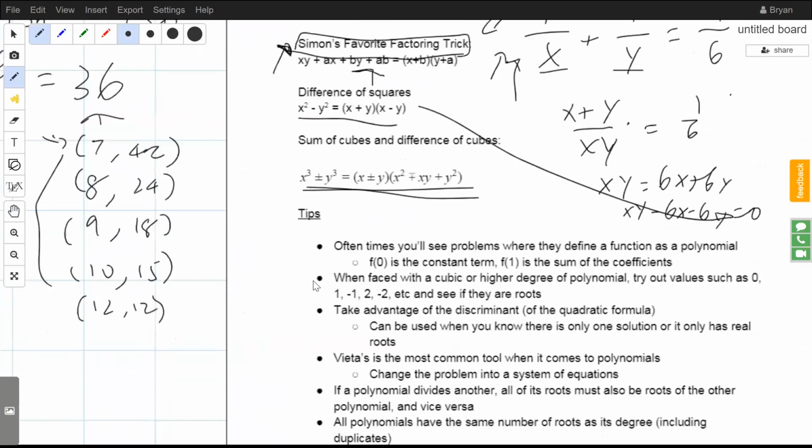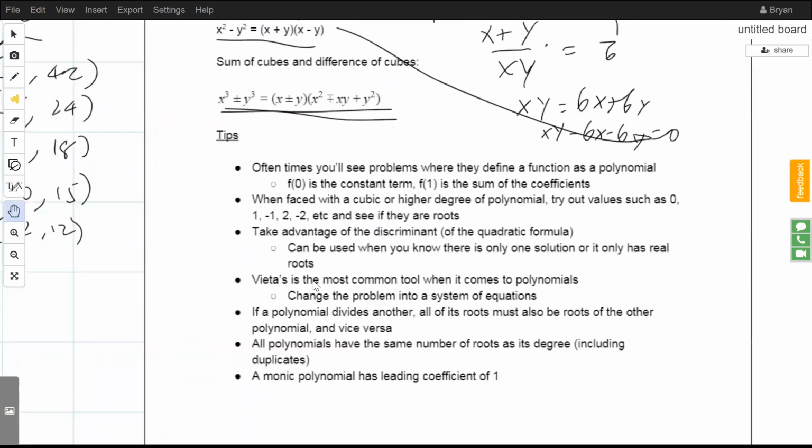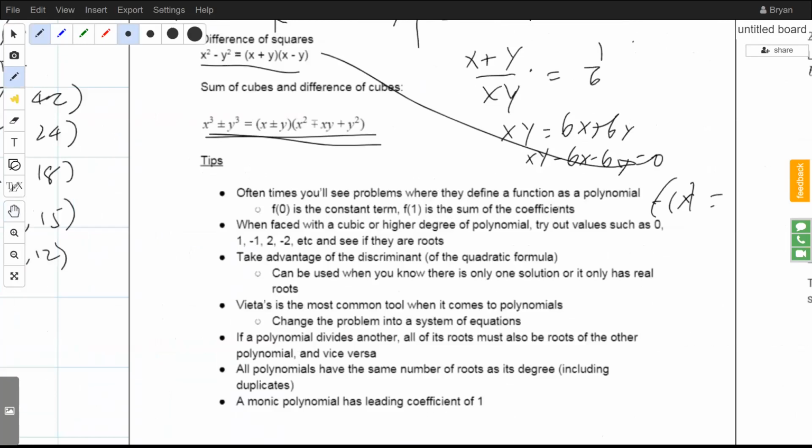Often problems won't say it's a polynomial. They'll just call it a function, like define f of x as some polynomial. And a lot of times they'll either ask you for or give you f of 0 and f of 1. All you really need to know is that f of 0 is just the constant term, and f of 1 is the sum of the coefficients. This is pretty intuitive as well.